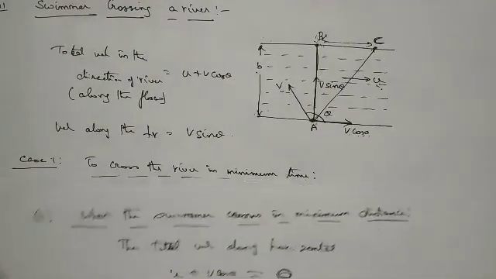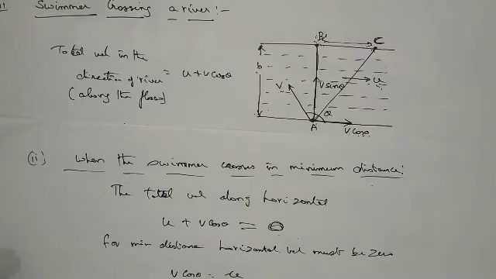Okay children, we have studied relative velocity. We have studied two examples. One is the rain and a man going in the rain, and as well as a swimmer crossing the river.